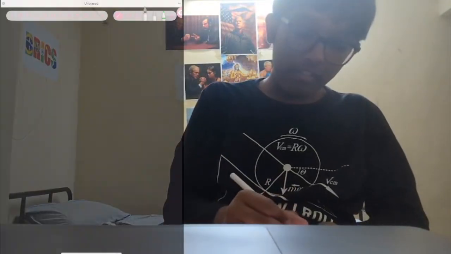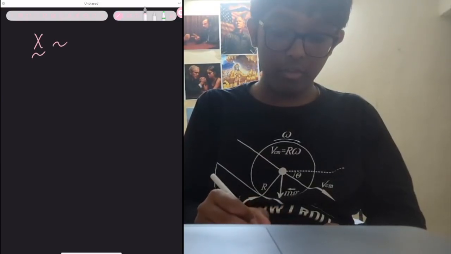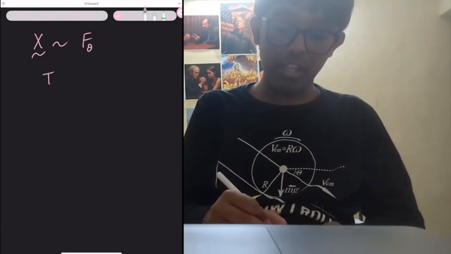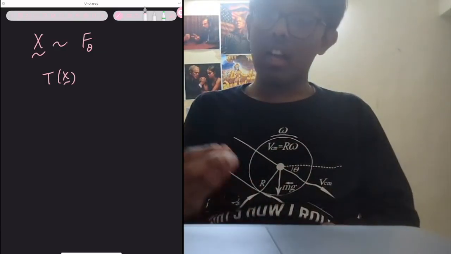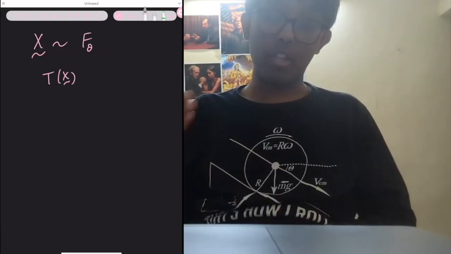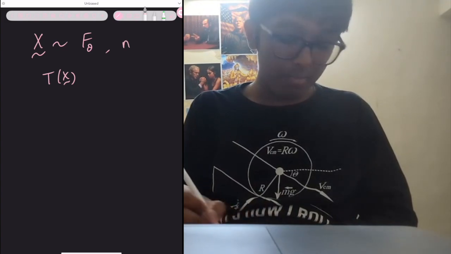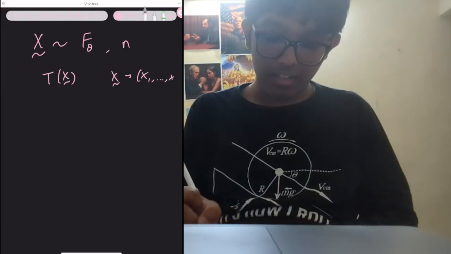Alright, so let's look at what we mean by unbiased estimators. Let's say we have a sample x which is drawn from a distribution f with some parameters theta, right? And let's say we have a statistic t of x. Let's say we draw n samples from the distribution f theta, so x would basically just be x1 to xn.